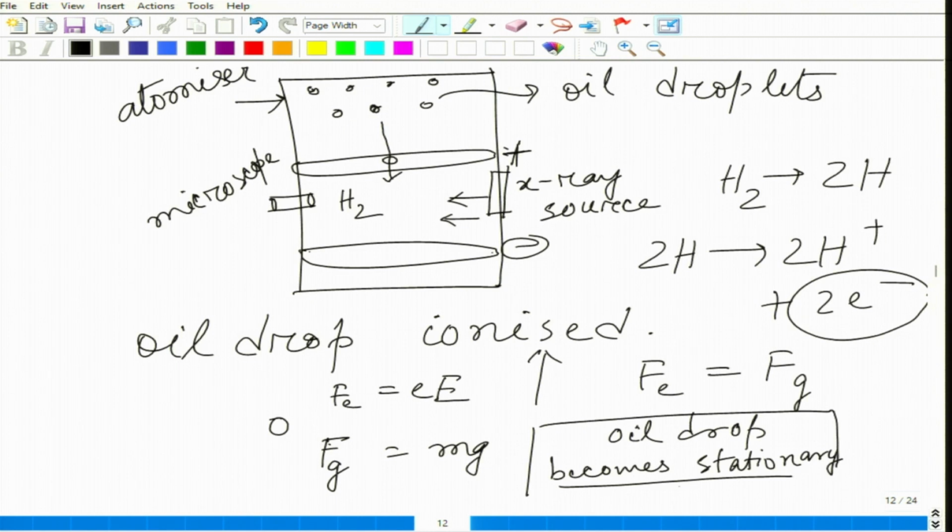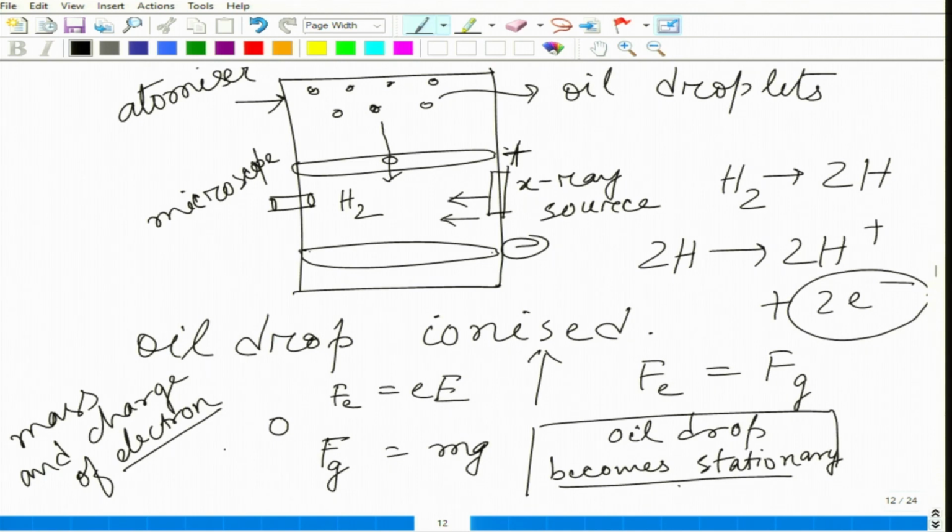From this concept, we will calculate the mass and charge of electron. We will study this concept in the later part.